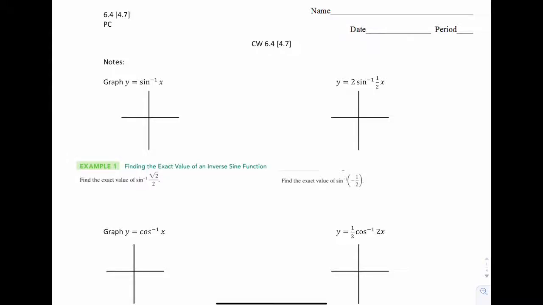Welcome to classwork 6.4, section 4.7. There's a lot of content in this particular section, so feel free to pause it whenever you need to. Today we're going to cover all of inverse functions for trigonometry.